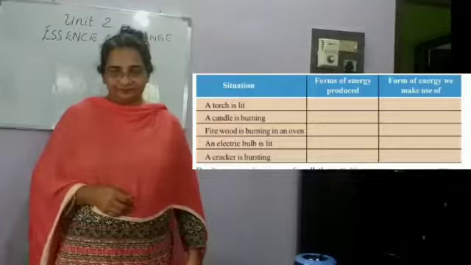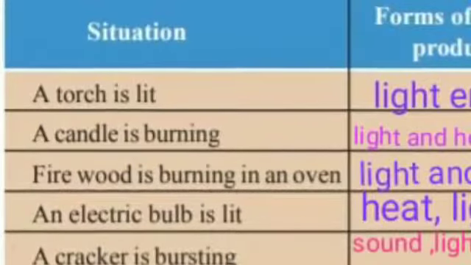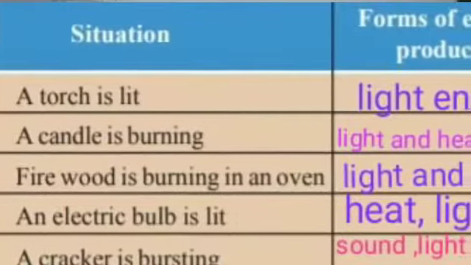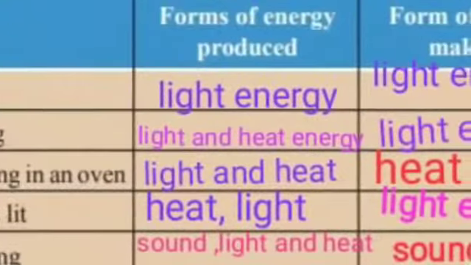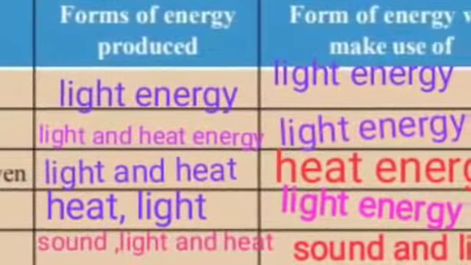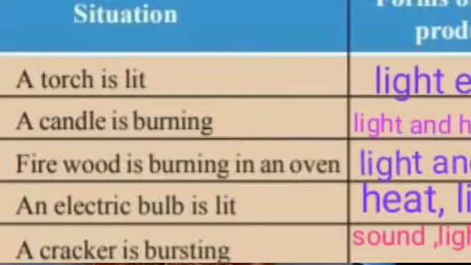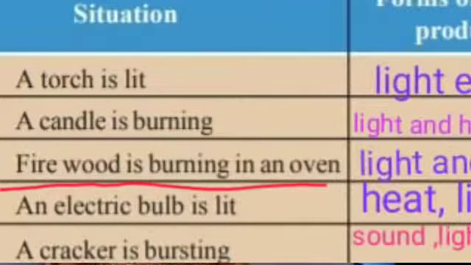Table, the torch is lit. Which is the energy produced there? Light energy, isn't it? And what is the one we use? We use light energy. The same way, the firewood is burning in an oven.